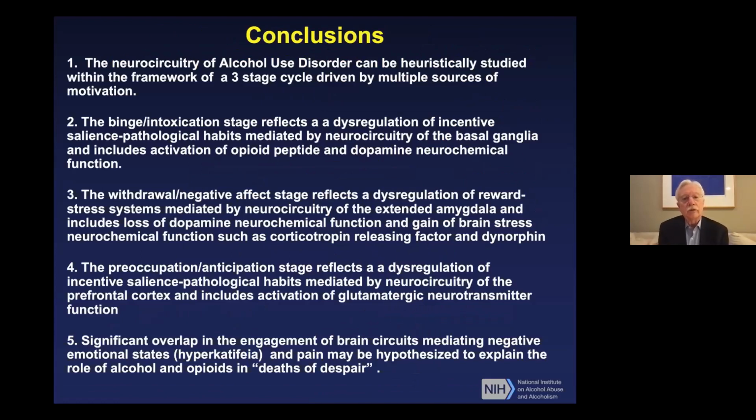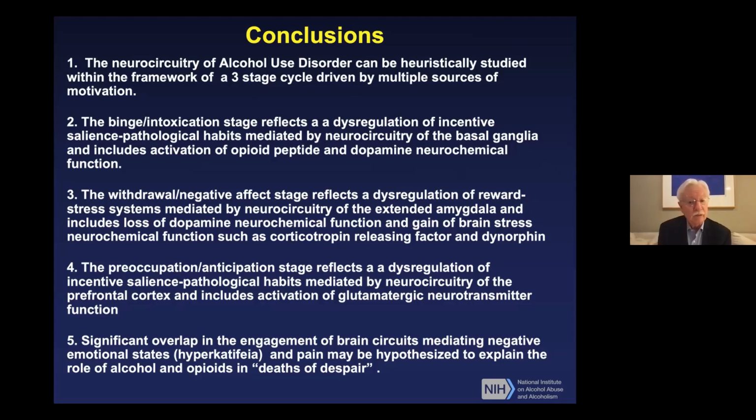So in conclusion, the neurocircuitry of alcohol use disorder can be heuristically studied within the framework of a three-stage cycle driven by multiple sources of reinforcement and motivation. The binge intoxication stage reflects a dysregulation of incentive salience and pathological habits mediated by neurocircuitry of the basal ganglia and includes activation of opioid peptides and dopamine neurochemical function. The withdrawal negative affect stage reflects the dysregulation of reward and stress systems mediated by neurocircuitry of the extended amygdala and includes loss of dopamine neurochemical function and gain of brain stress neurochemical function, such as corticotropin releasing factor and dynorphin.